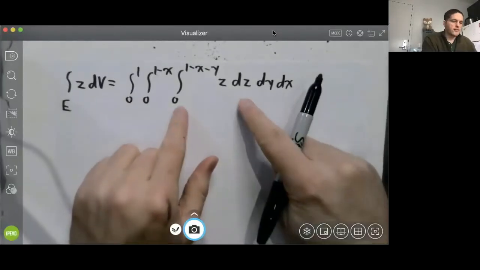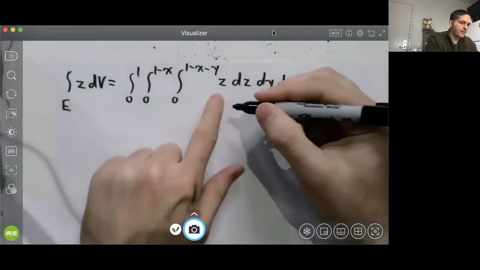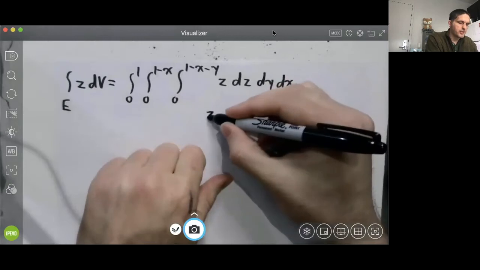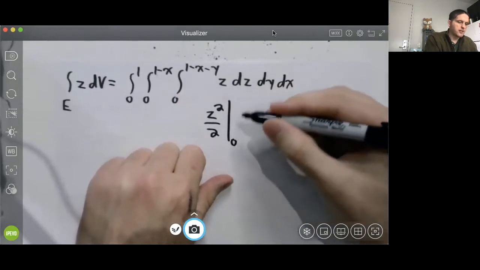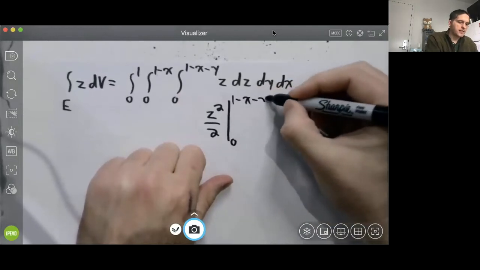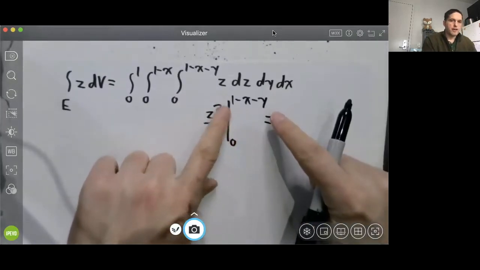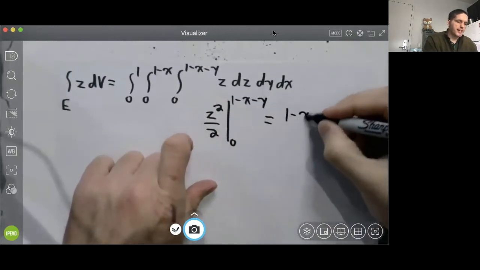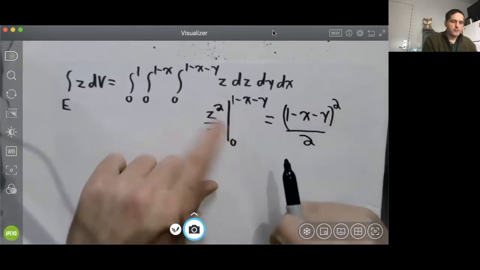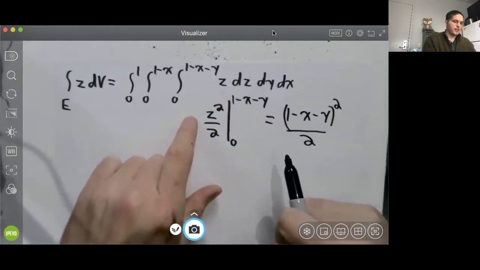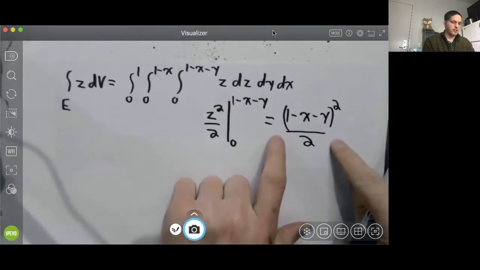So let's first evaluate this innermost integral. We need to find an antiderivative of the function z with respect to z. Of course, that's just z squared over 2. And we evaluate this antiderivative from 0 to 1 minus x minus y. When we plug in 1 minus x minus y for z, we get (1 minus x minus y) squared over 2. When we plug in 0 for z, we just get 0. So the inner integral evaluates to (1 minus x minus y) squared over 2.